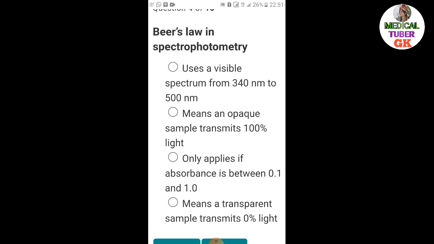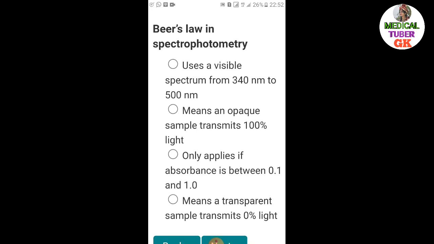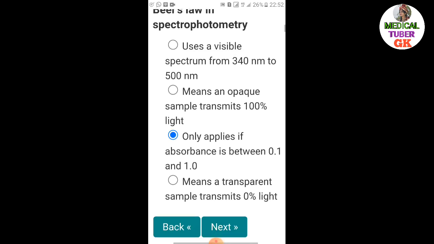Beer's law in spectrophotometry. Option one, use a visible spectrum from 340 nm to 500 nanometer means an opaque sample transmits 100% light, only applies in absorbance between 0.1 and 1.0 and means a transparent sample transmits 0% light. And the correct answer is number three, only applies if absorbance is between 0.1 and 1.0.